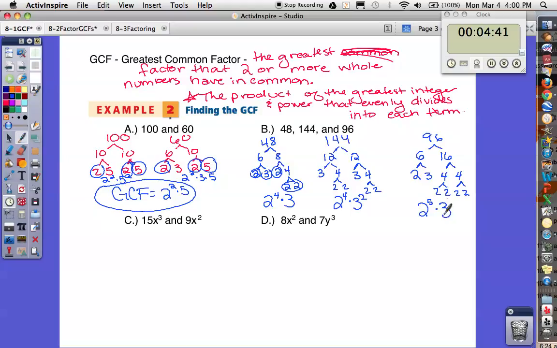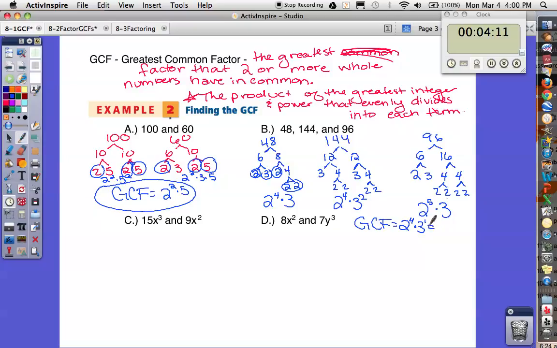Now when you're determining your GCF, you're going to pick what they have in common. What do they all have? And you want to choose the greatest amount possible. So notice they all have 2's. How many do they all have? They all at least have 4. Do they all have a 3? They do. How many 3's do they all have? Well, this one only has 1, this one has 2, and this one only has 1. So it's going to be 3 to the 1, or you don't have to write that power. So the GCF is 2 to the 4th times 3.